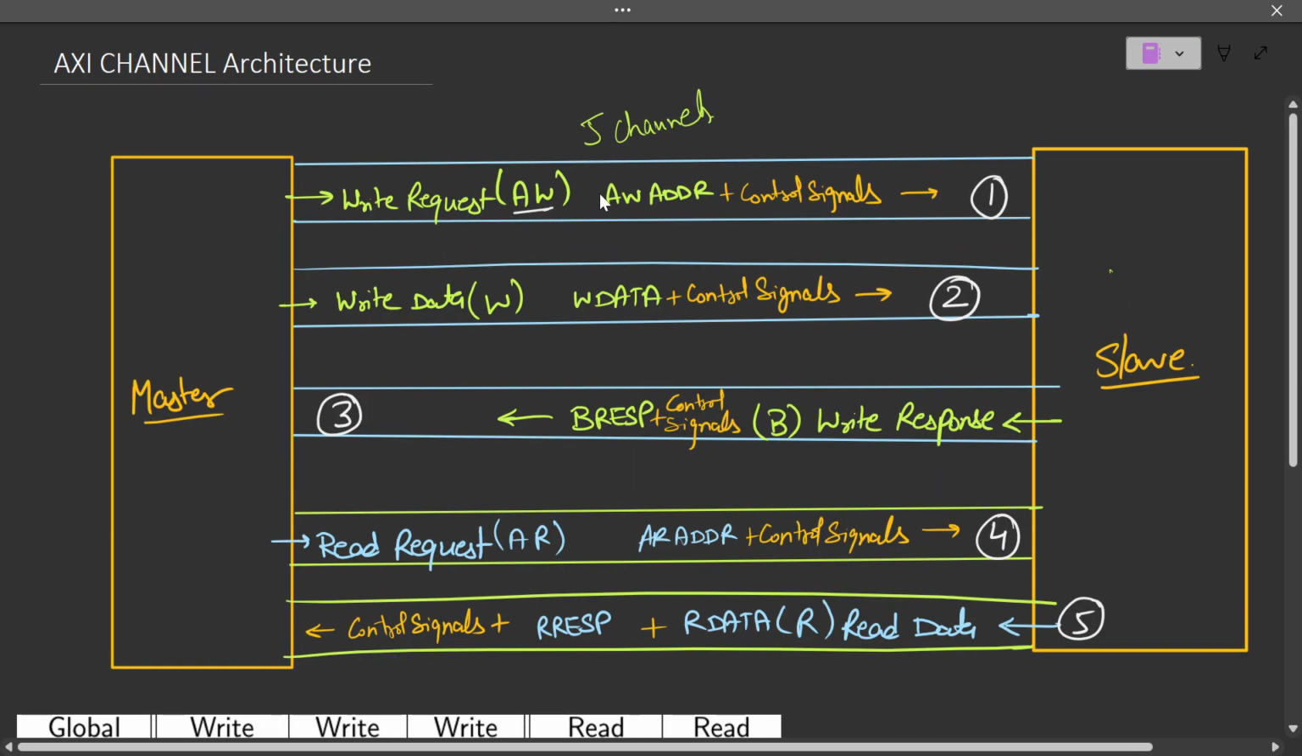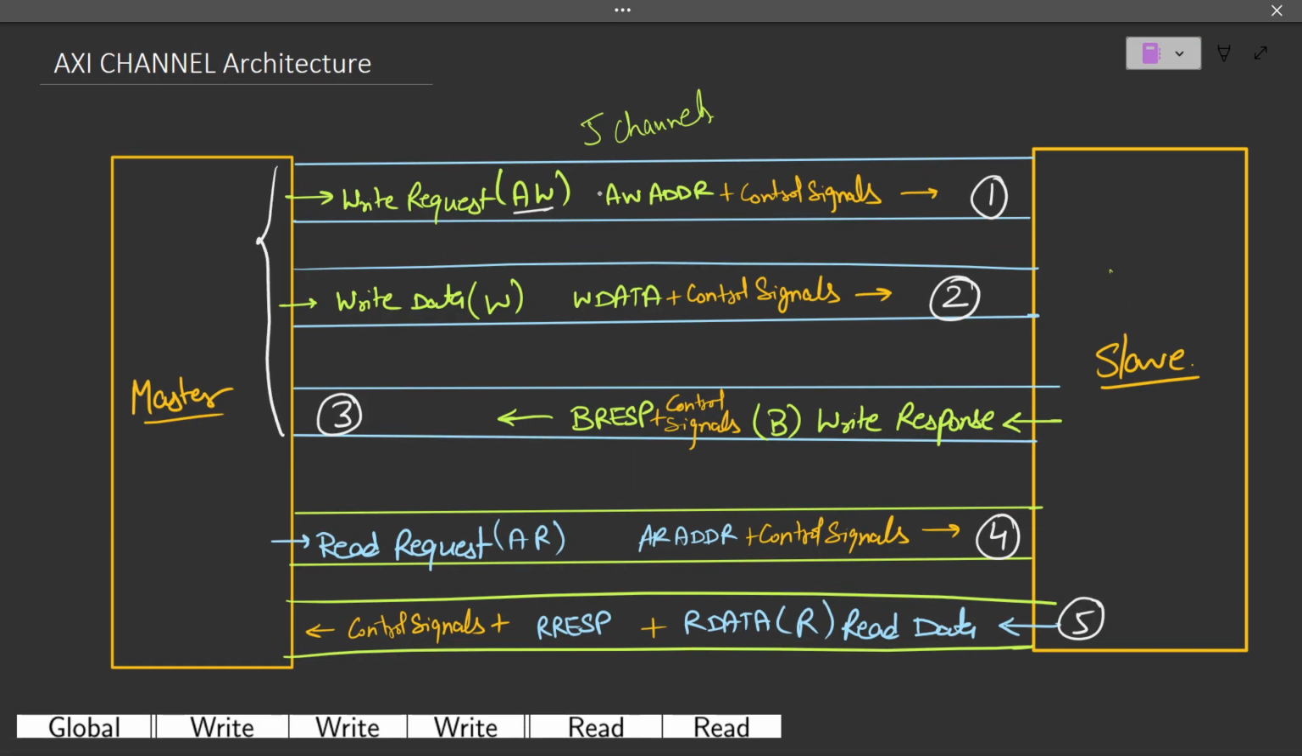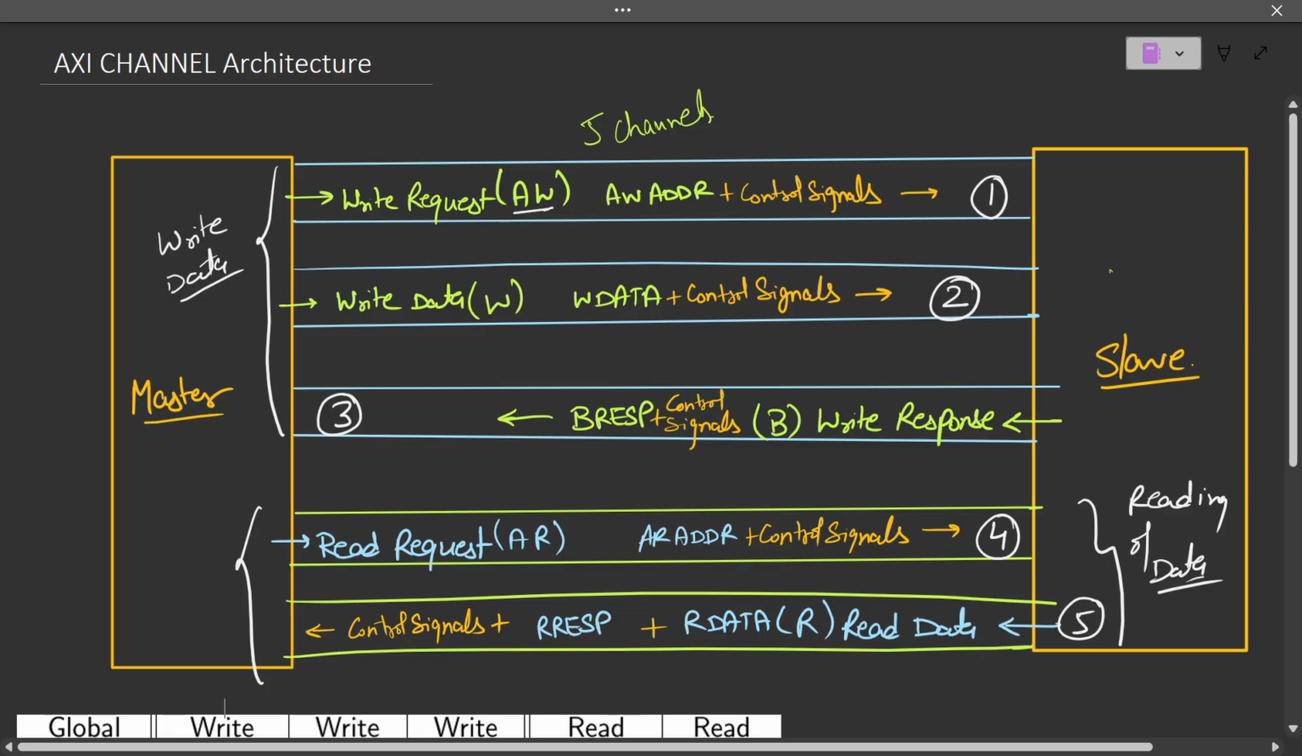So now you see these 3 channels are for writing data, and these 2 channels are for reading of data. As we know, separate channels are used for read and write. That's why we said in AXI, reading and writing can happen side by side without interfering with each other.